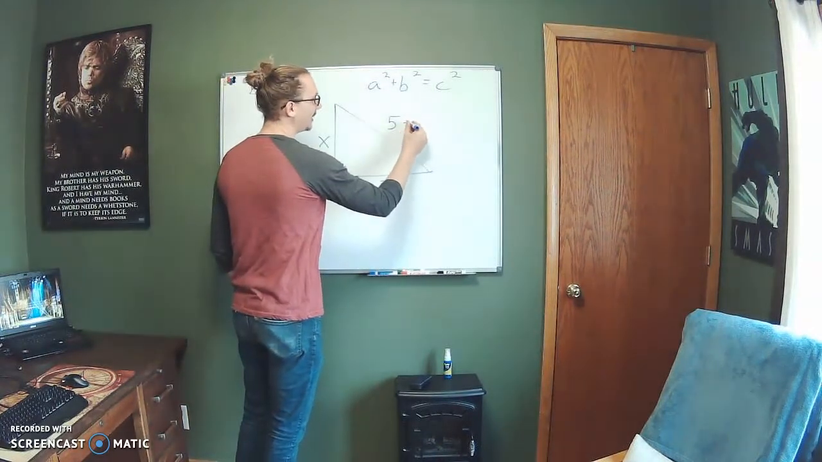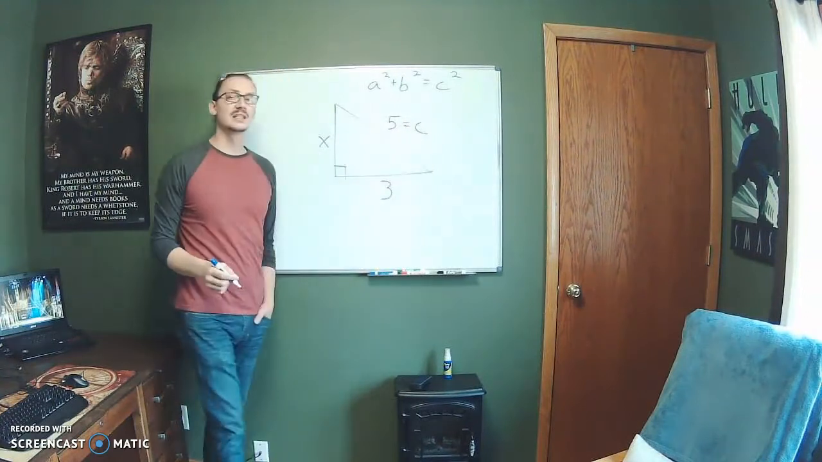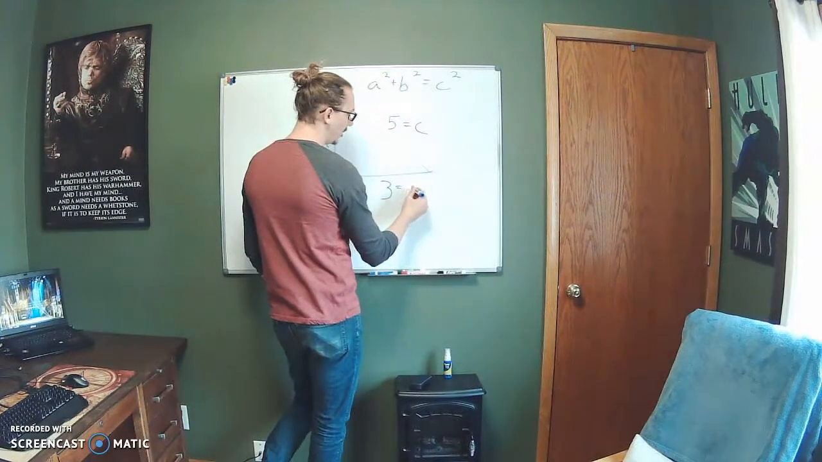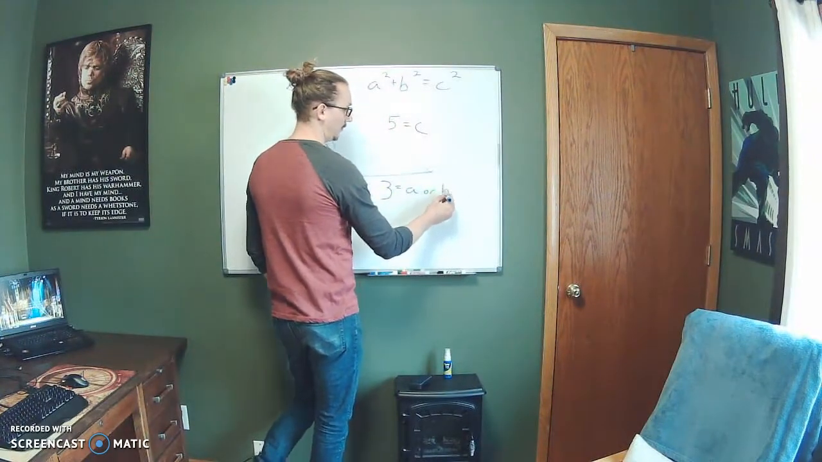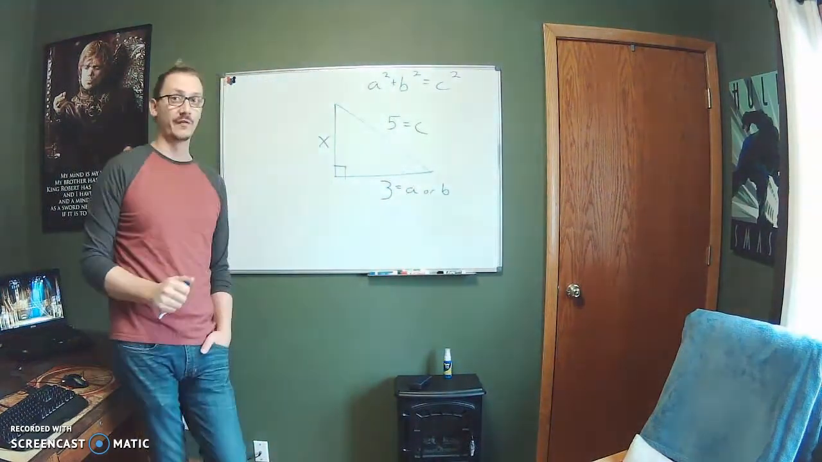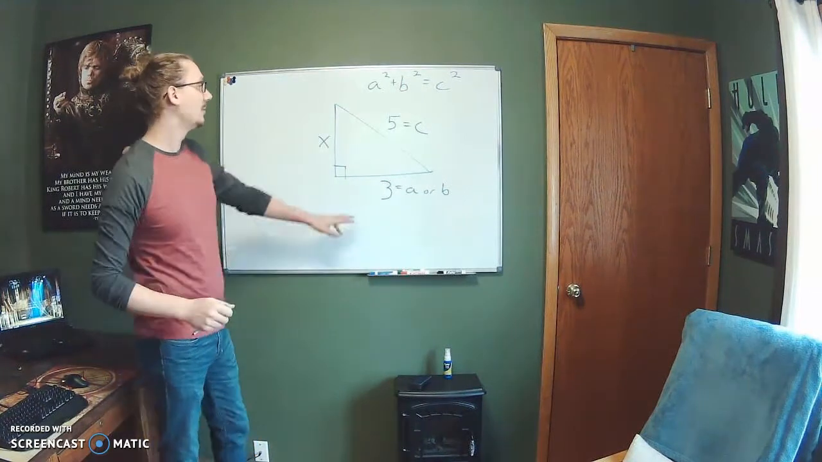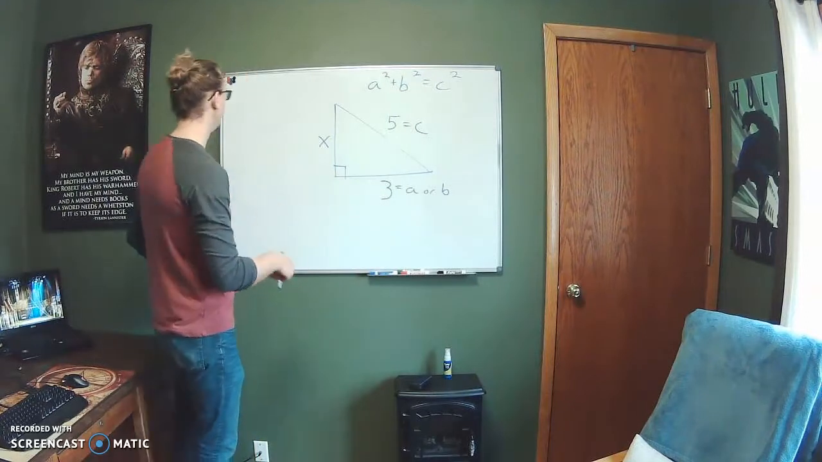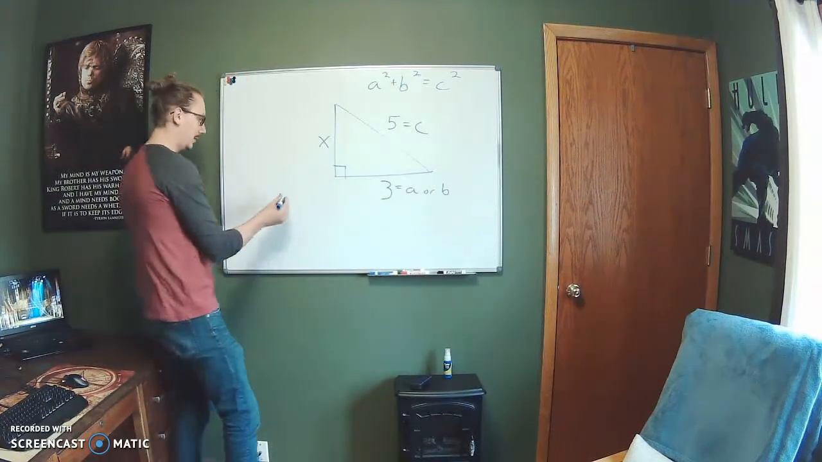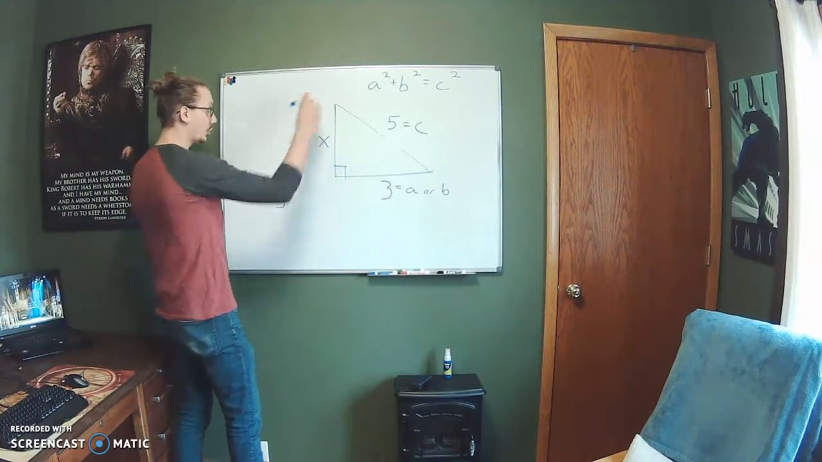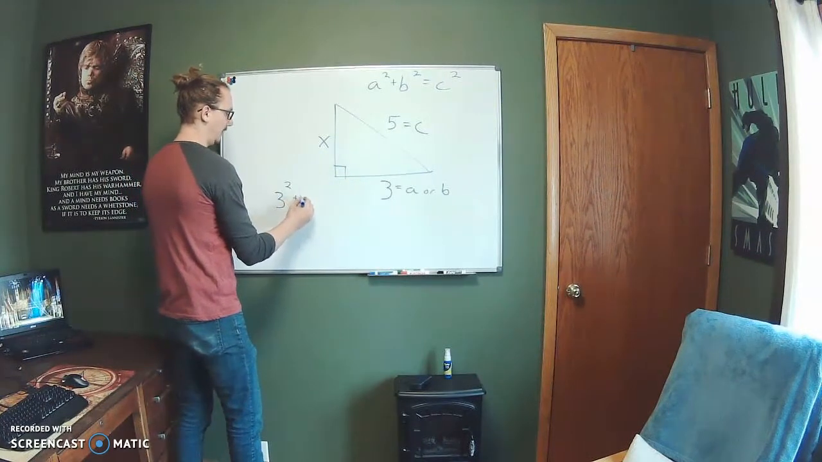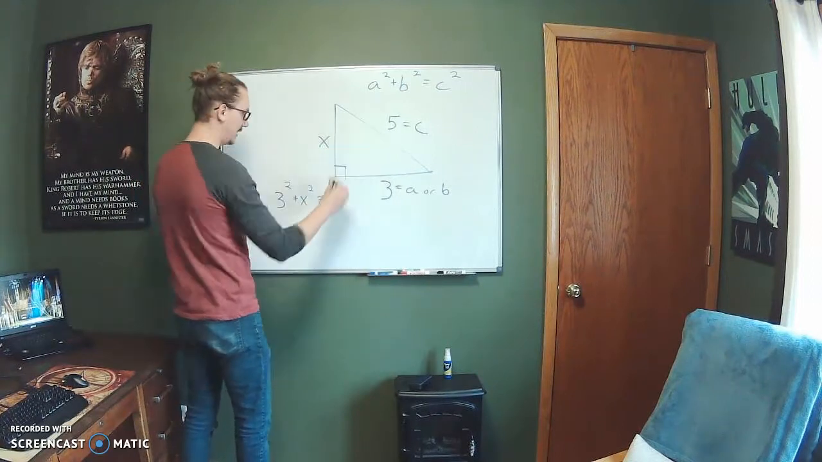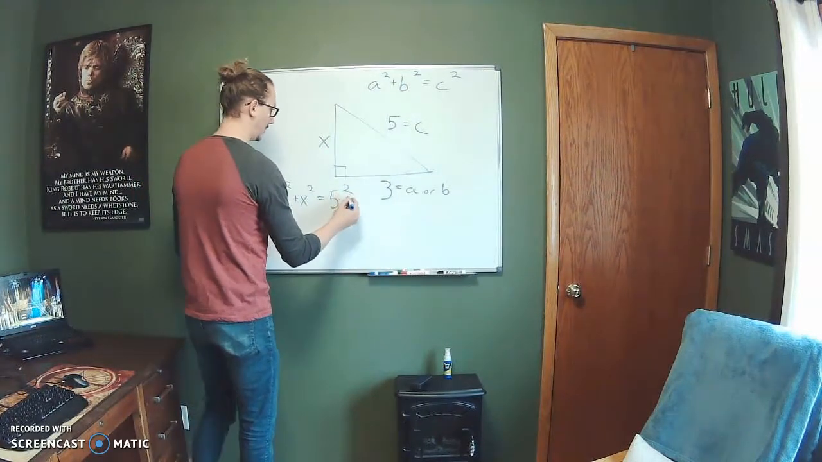Because this is the hypotenuse, that has to be my c. But this 3 could be a or b. It's up to you. Either way will work for you. But it has to be a or b, and 5 must be c. I'm going to let 3 be a, just because. So 3 squared plus x squared equals c, which is 5 squared.